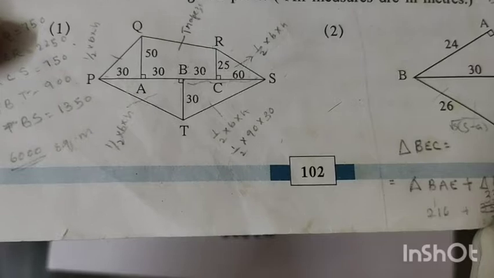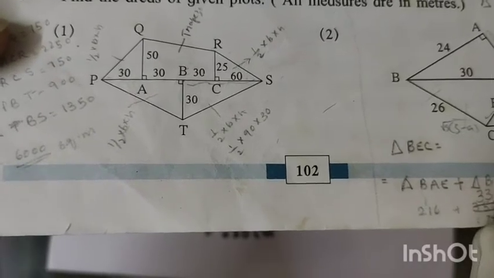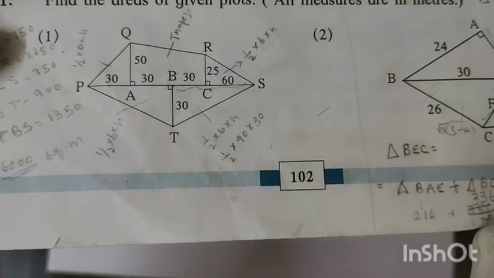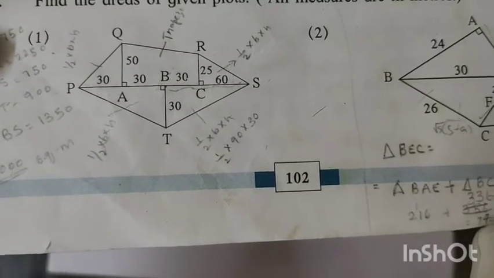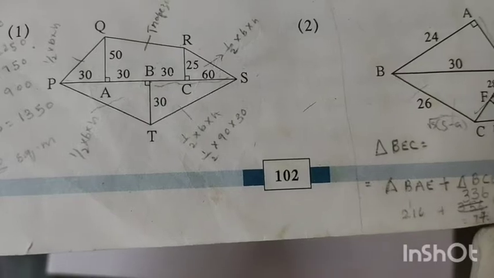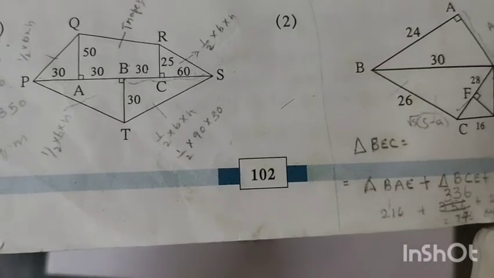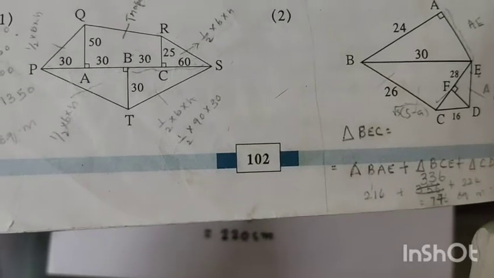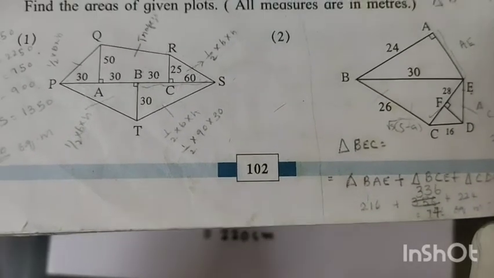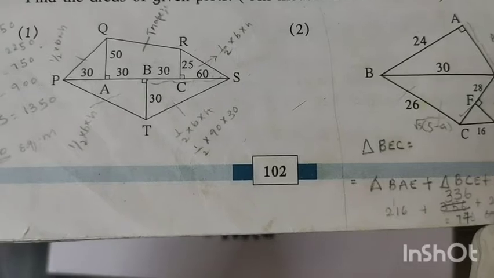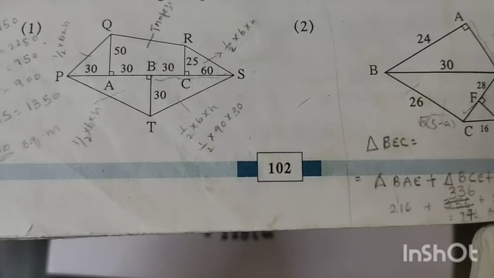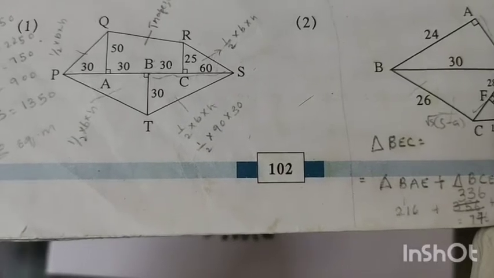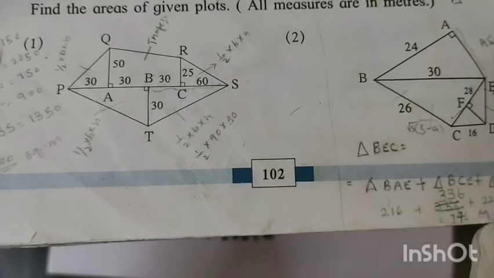So to find the total area, you have to find out the area of each different figure separately. Then you can add, then you will get the area. So for this, the first figure is triangle PQA. It is a triangle. So what is the formula to find area of triangle? Half into base into height.